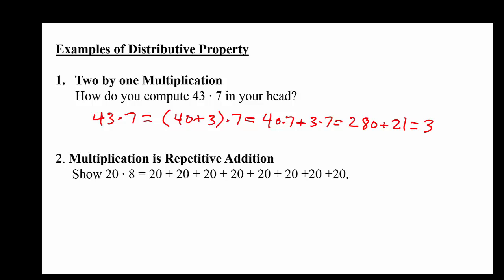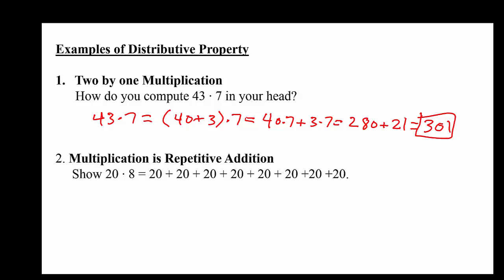And 280 plus 21 is 301. Okay, so just like that. So instead of having to write it down on paper, very quickly we can do that in our head. With a little bit of practice, you can easily get all these 2 by 1 type multiplications extremely quickly in our heads.